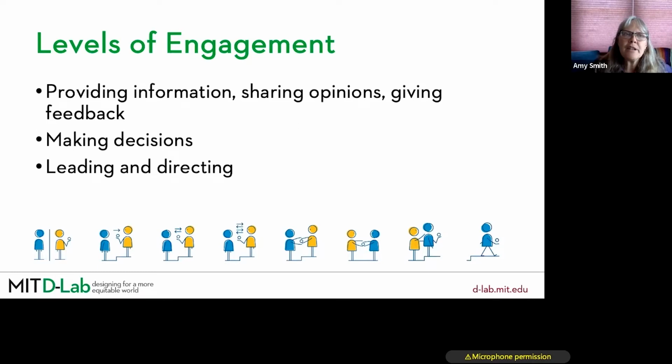So different types of activities may have different levels of engagement, and we thought it might be useful to talk about that a little bit so we could be clear on where co-creation sits in that spectrum. On one level, the affected population might be engaged by providing information, sharing their opinions, or giving feedback. On another level, where they have more agency within the project, they would be making decisions and contributing to decision making. And then finally, they would have more autonomy over a problem, where they would be leading and directing it.